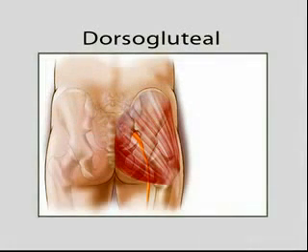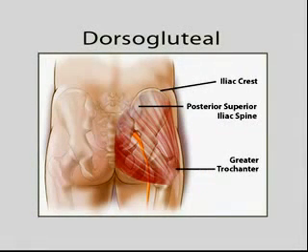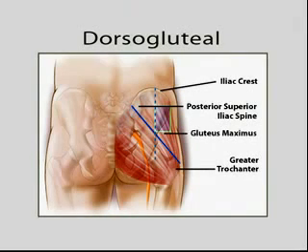The dorsogluteal site is approximately 2 to 3 inches below the iliac crest. Locate the posterior superior iliac spine and the greater trochanter of the femur as landmarks. When you draw an imaginary line between these 2 points, the safe injection site is above and lateral to the line. This area is in the upper outer quadrant of the buttock and avoids the sciatic nerve.